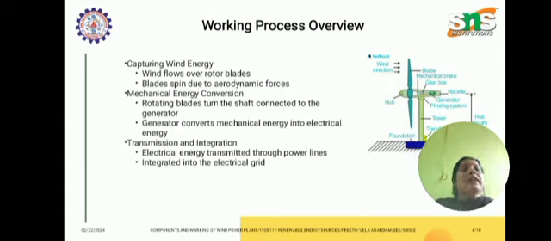The rotor connects to the generator either directly or through a shaft and a series of gears that speed up the rotation and allow for a physically smaller generator. So here we can see capturing the wind energy and mechanical energy conversion. The last one is transmission and integration. These points are highly important when you go for the working process overview.